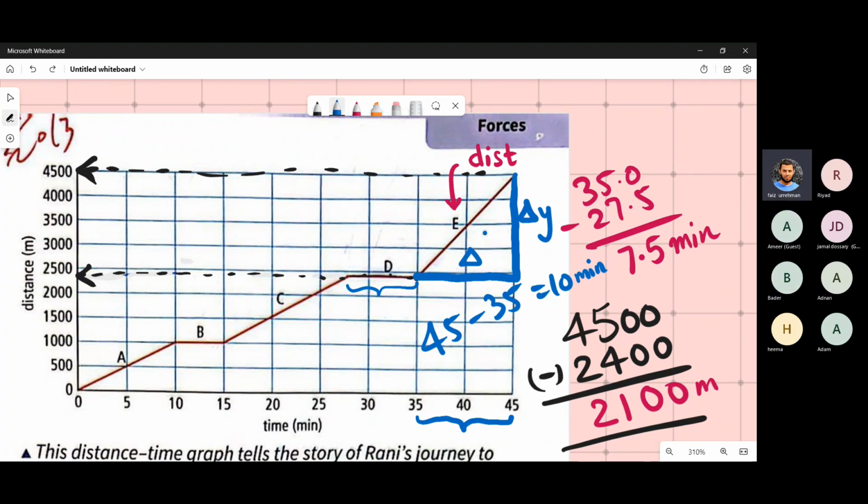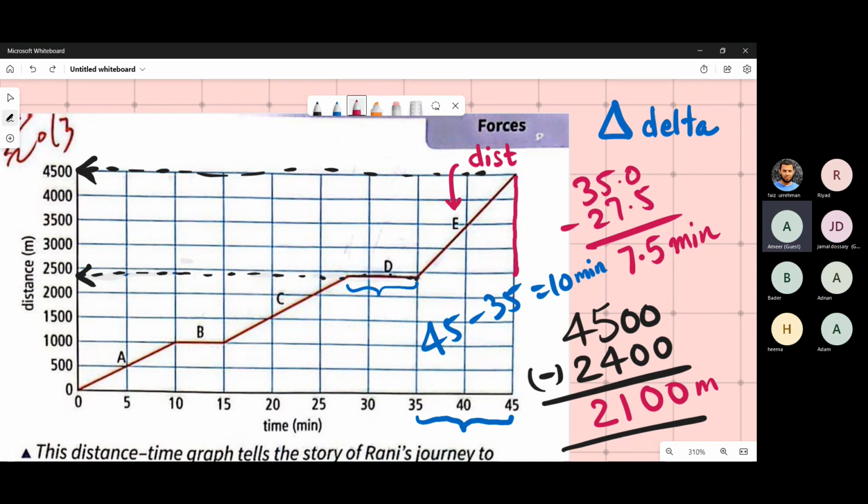But Mister, why is it called delta? This is a Greek symbol. Delta is used for difference in. Okay, difference in y over difference in x. 2,100 over 10. We just solved it, this is 2,100, and this one is 10 minutes.